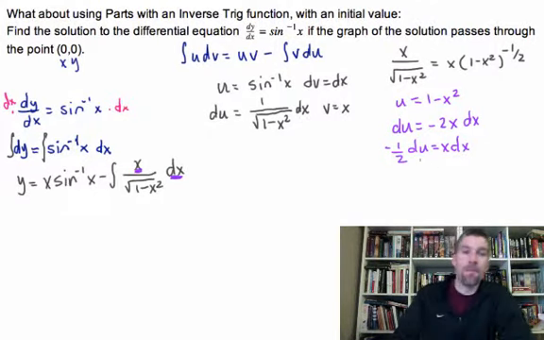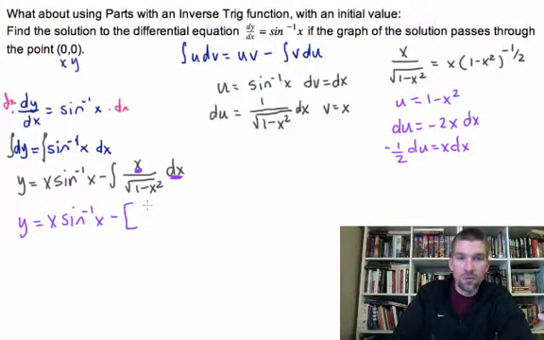Okay, back over here to this problem again. Let's set up my u substitution. So what's going to happen next is I'm going to have y equals x arc sine x minus, and I'm going to use some parentheses here, the integral of u to the negative 1/2 times negative 1/2 du. Okay, this guy is not too bad to integrate.